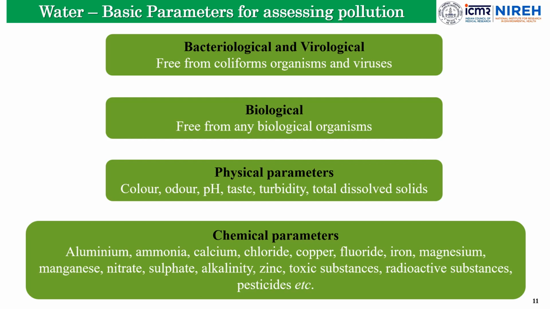Then the fourth parameter to assess is the chemical parameter. And it involves investigations of the presence of various metals, metalloids, pesticides, fertilizers, various kinds of pigments or dyes, tannins, etc. So whenever you have to check for the water quality, you have to go through these four levels. You have to check for the bacteriological and virological presence, and obviously it should be 0. Then the biological presence of organisms, physical parameters, and then chemical parameters.